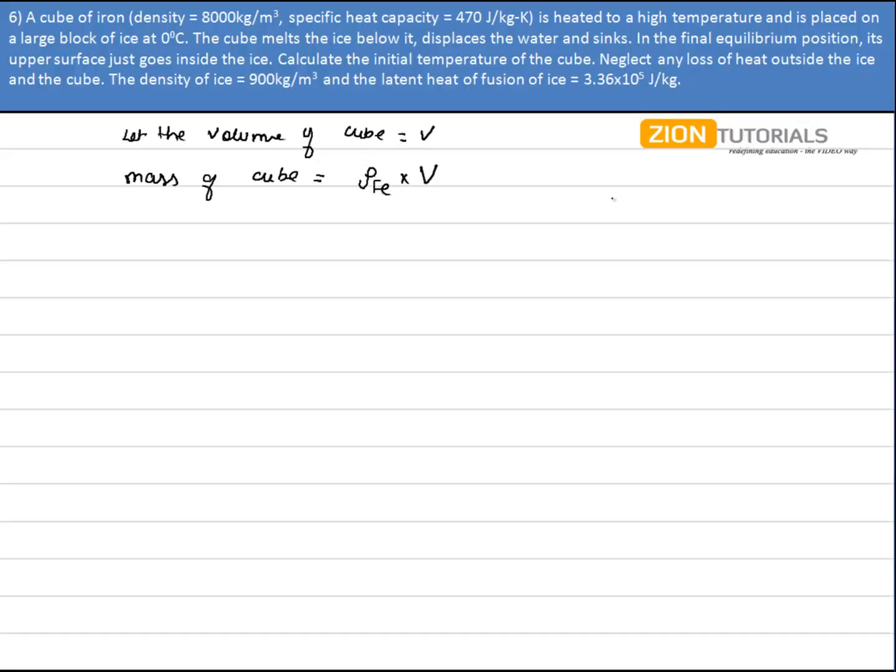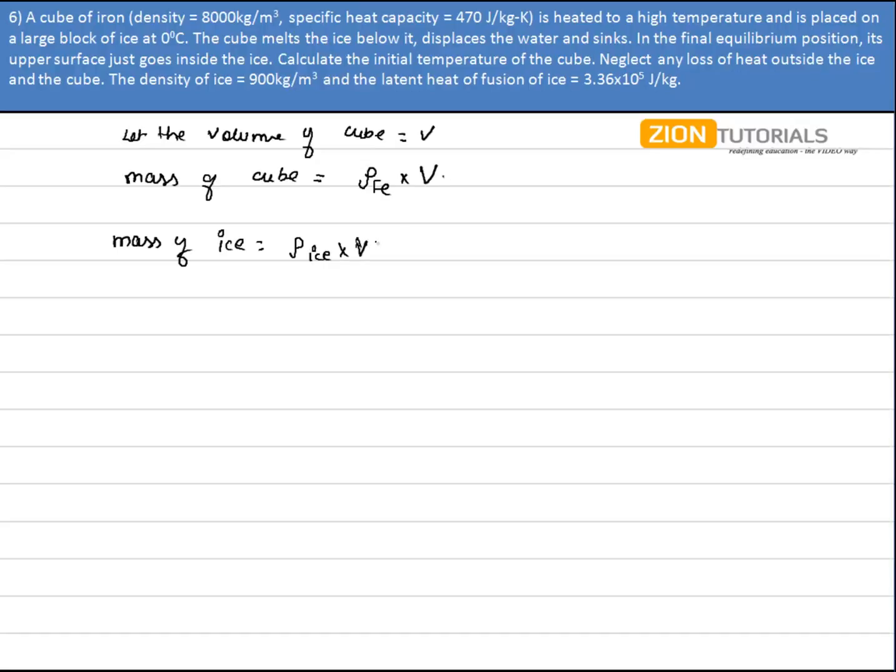Now by the Archimedes principle, we know that if a body is placed in a liquid, then the upward force, that is the buoyant force acting on the body, is equal to the weight of the liquid displaced by it. Alright, now the weight that is displaced is of the ice, because that is the amount of ice that has melted. So the mass of ice that is melted will be equal to the density of ice into the volume.